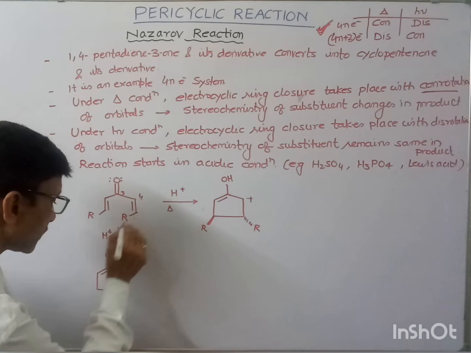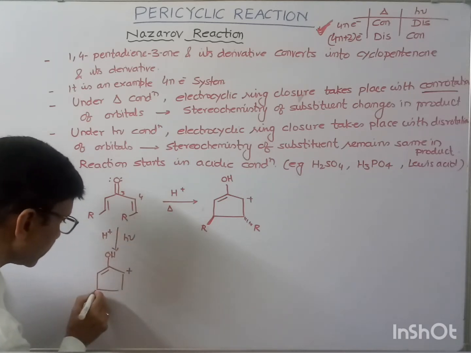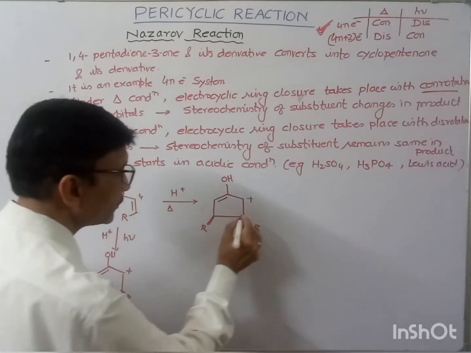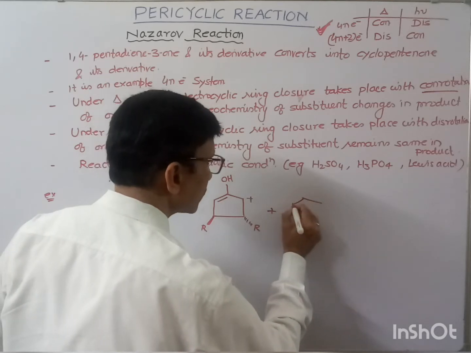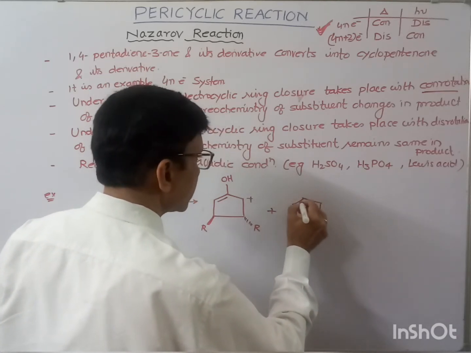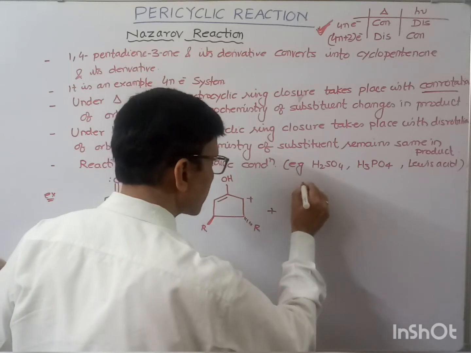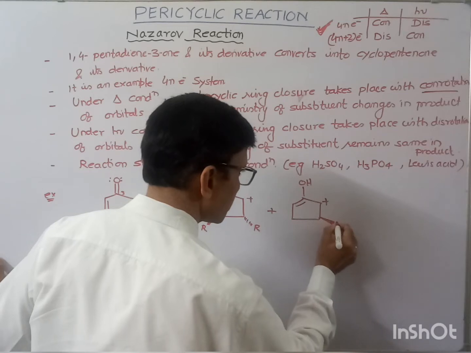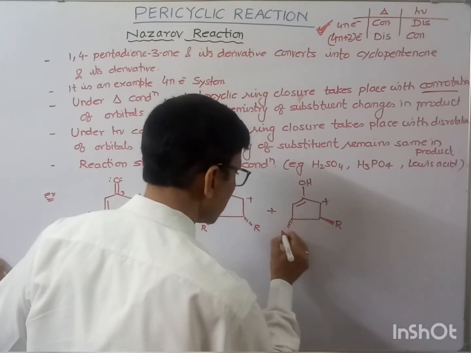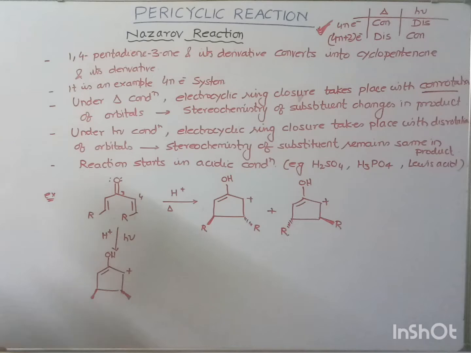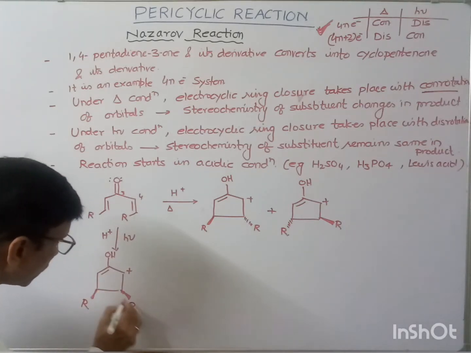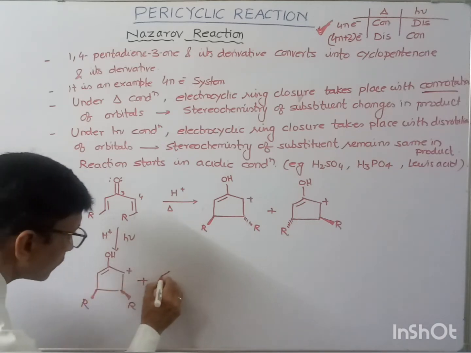so both this alkyl group, this R, should be either above the plane or below the plane. So this would be one of the products, and another, the enantiomer that can be formed, another enantiomer which is possible here. This is the other enantiomer which is possible. In the same way, here also either both will be above or both will be below.